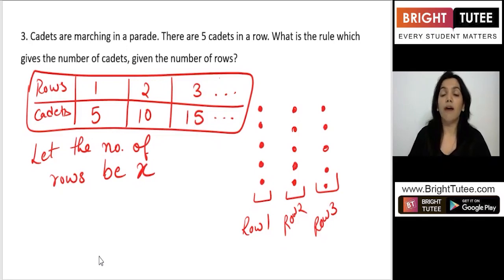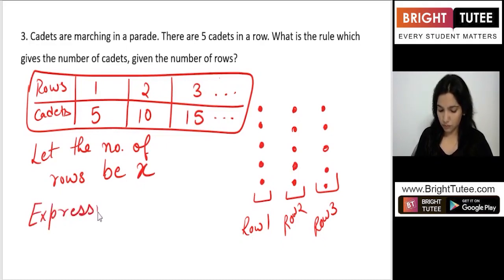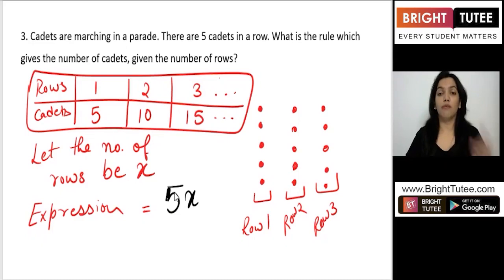Okay, there are 5 cadets in every row. What rule are we going to put? So the expression here is 5 times x. So 5x is the pattern. So if 1 is your row, you put x equals 1, it will give you the answer. 5 times 1, it is 5.